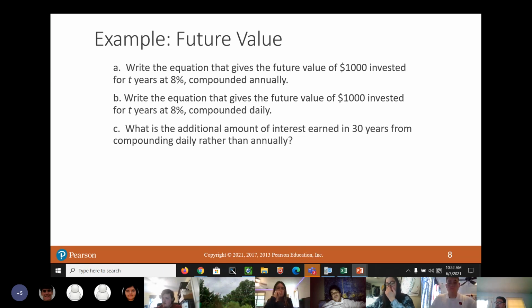All right, so on A, $1,000, P is equal to 1,000, and R is equal to 0.08, and compounded annually, N is equal to 1. And the second one, write the equation it gives for $1,000, P is equal to 1,000.